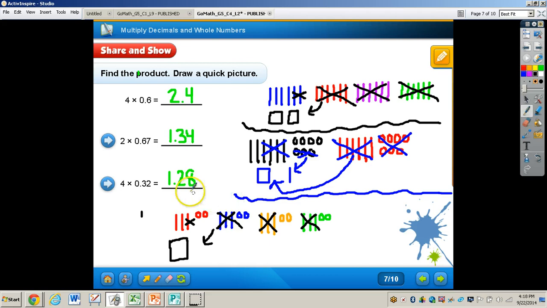And then after this we have 32 hundredths times 4, so I have 4 groups of 32 hundredths. I added my hundredths together, that gave me 8 hundredths. I added my tenths together, I had 12 tenths. I had to regroup, making one whole for a total of 1 and 28 hundredths.